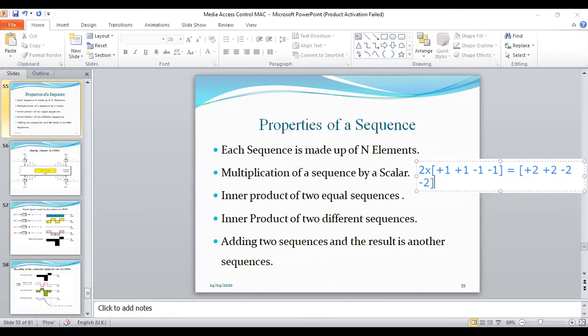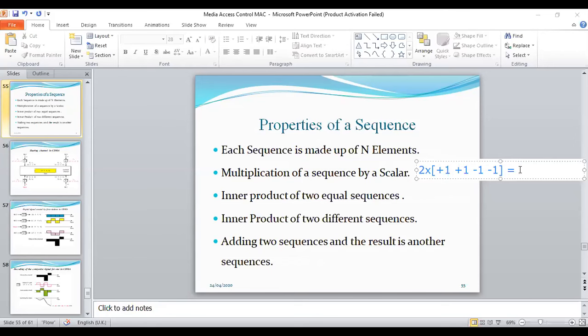This is the meaning of multiplication of a sequence by a scalar value. This 2 is a scalar value, and it should be multiplied with every element in the sequence. There are four elements in the sequence: plus one, plus one, minus one, minus one. The scalar value is multiplied with every element in the sequence. This is what we have got, the multiplication of the sequence. This is the second property.